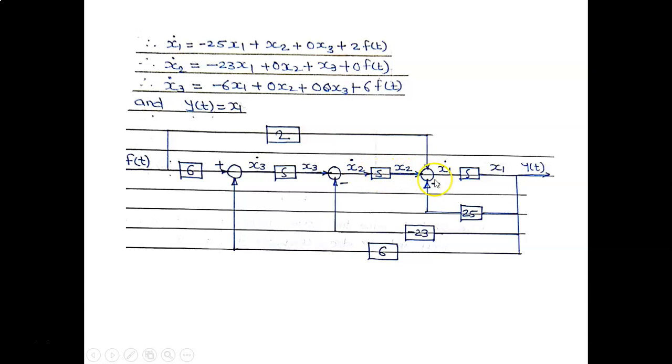x2 again is fed back to the summing point. Again, the x1 dot signal is the output signal from the summing point, and its integration is x1. Like this we have seen the forward path. Again, we now see the backward path from this equation.